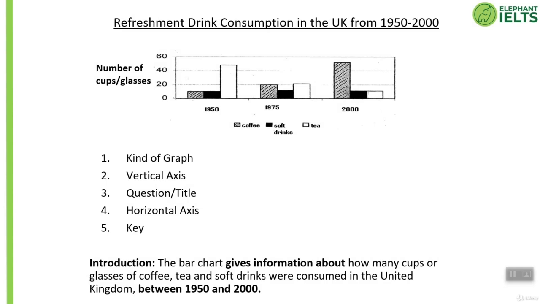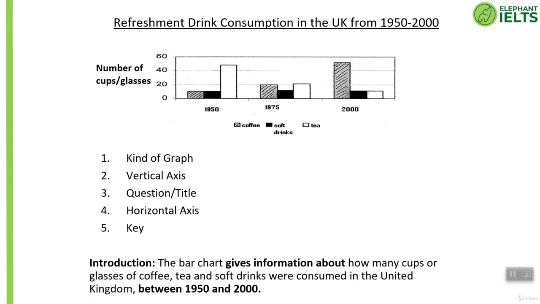Here's our bar chart again. So using all these 5 pieces of information, we can write: the bar chart gives information about how many cups or glasses of coffee, tea and soft drinks were consumed in the United Kingdom between 1950 and 2000.